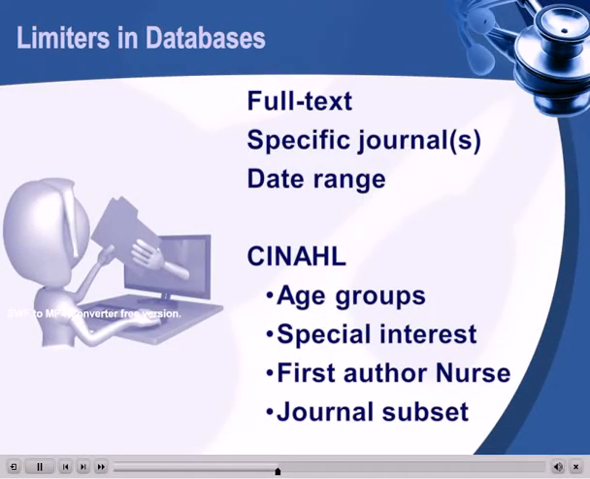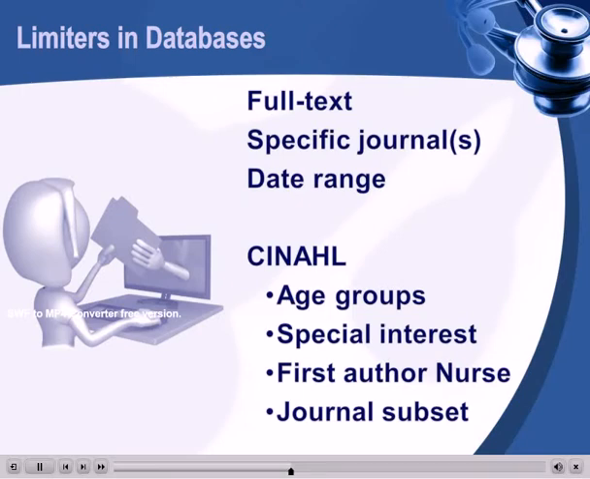There are many limits you can place on a search to really focus the results. Common limiters are full text, specific journal titles, and date range. In CINAHL, some of the limiters you'll want to be aware of include age groups, special interest, first author is a nurse, and journal subset. Age groups include specific age ranges such as 1 to 2 years old, 65 and older, as well as newborns, infants, toddlers, teenagers, older adults, and so forth.